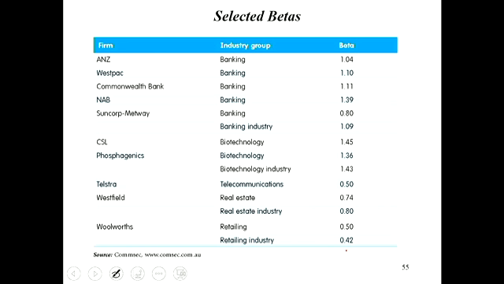So here's some betas from certain groups. If you take them as industry, banking industry, a 1.09, slightly more risky than the market as a whole. Biotechnology, you tend to think of that as a risky industry, and it does have a beta of 1.43. So significantly more risky than the market. Go down to retailing, 0.42, significantly less risky than the market as a whole. And real estate, 0.8, so a bit less risky than the market. So those are historical ones, and they sort of match up with what we would expect. Biotechnology seems pretty risky, and of course it has a high beta.